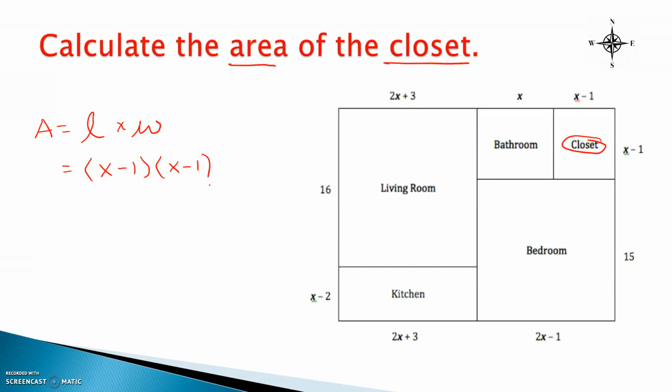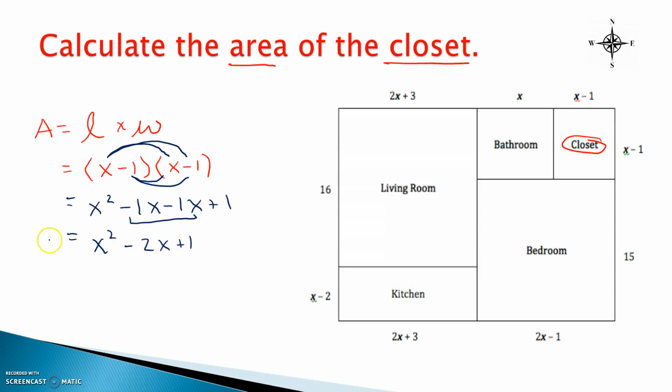Okay, now I have two options. I can either use double distribution or I can use Punnett square. Again, most of you like double distribution, so here we go. We say x times x is going to give us x squared. x times -1 is -1x. -1 times x is -1x. -1 times -1 is +1. And of course, we want to combine like terms. So x squared, this right here gives us -2x, plus 1. So what is the area of this closet? Well, it's going to be x squared minus 2x plus 1.